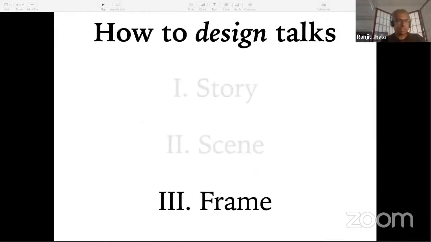A sequence of transitions that takes you from one landmark to the next landmark. Next I'm going to tell you about an individual frame. But before I do that, let us take a couple of questions.